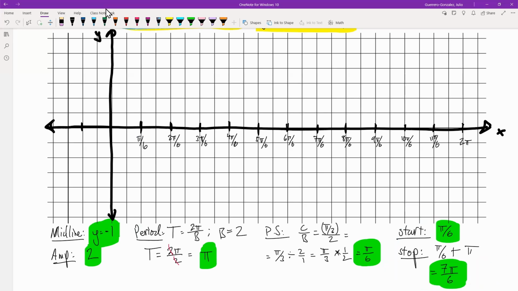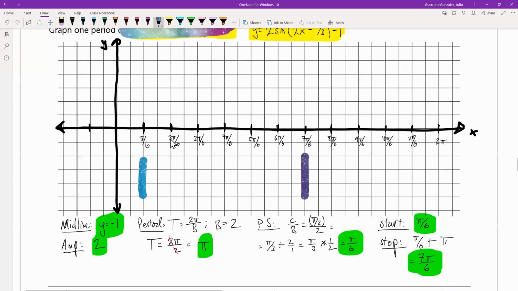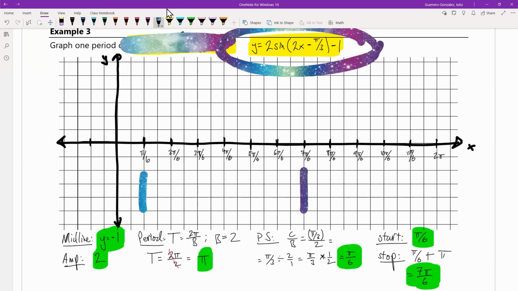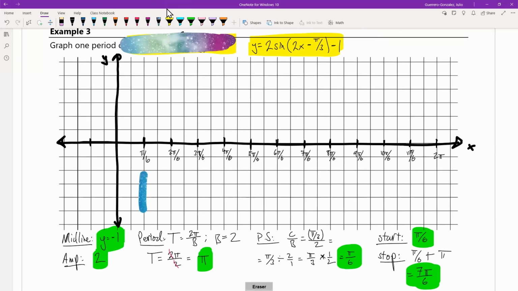Okay. So I'm going to do a line here and a line here just to give us our boundaries. Got it? We are trying to graph this right here. Let me scroll out a little bit. We have all the information for it. So now I'm going to try to slap this down.